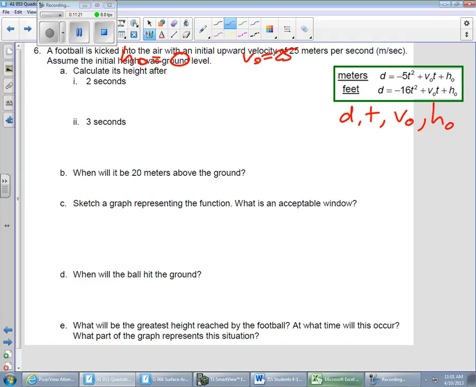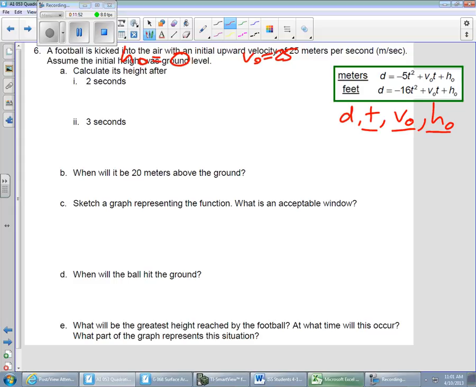So we're down to 2 variables. We've got h naught taken care of. We've got v naught taken care of. The only thing we can do now is consider distance or time. And let's look at the question. Calculate the height after 2 seconds. There went time. Based upon the problem that was given to us and the question that was asked, the only thing that we can find at this point is the distance that the football has traveled.